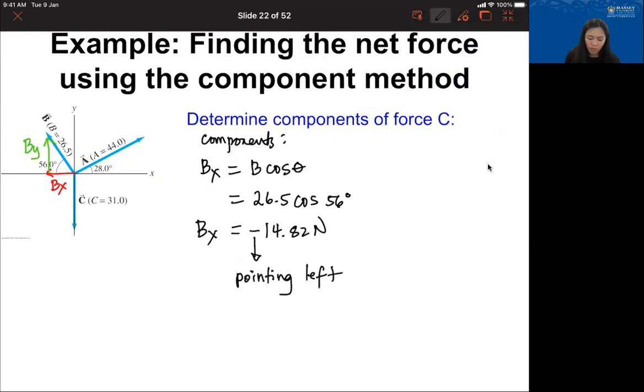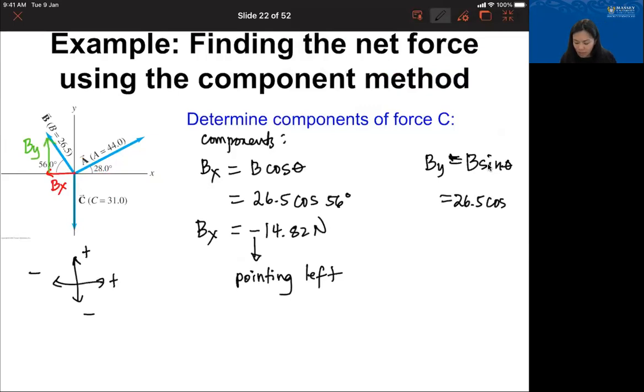Pointing left, because we said that pointing to the left will be negative. Pointing right will be positive. Pointing up will be positive, and pointing down is negative. Then you get also the y component of B. So that will be a sine theta function again, right? So that will be 26.5 newtons for B times sine 56 degrees. And you should get a By of 21.97 newtons, right? The y component is pointing upwards, so that should be a positive y component.